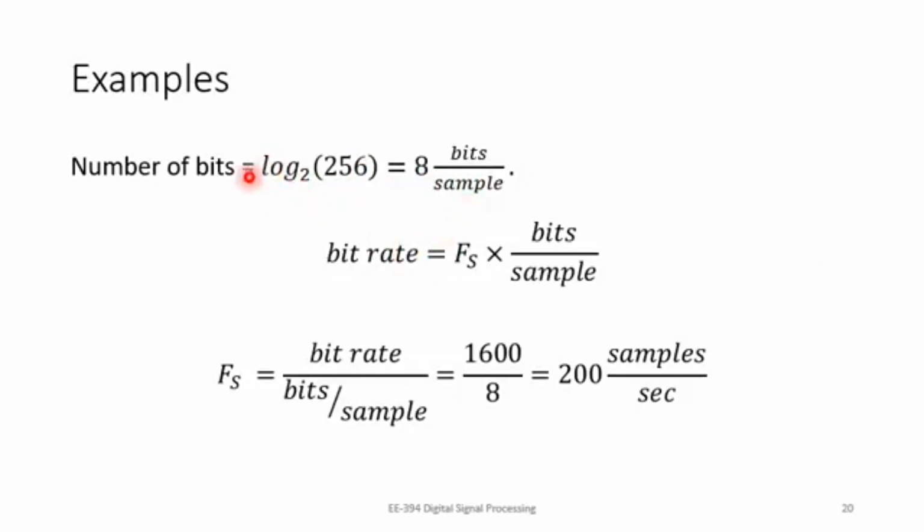So now we know that the number of bits required in this case is 8 bits per sample, and using the formula of bit rate, which is fs × bits per sample, where the bit rate was given as 1600, and 8 bits per sample are used, we can calculate fs as 1600 divided by 8, which is 200 samples per second. So now we know that the system is sampling the signal at 200 samples per second.